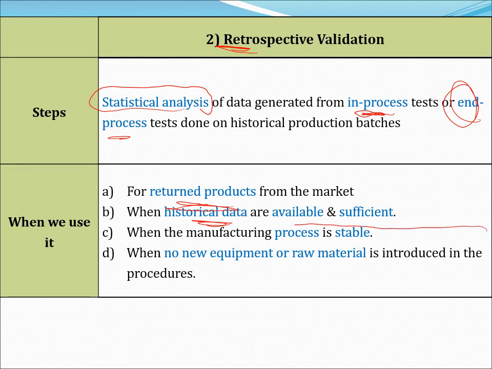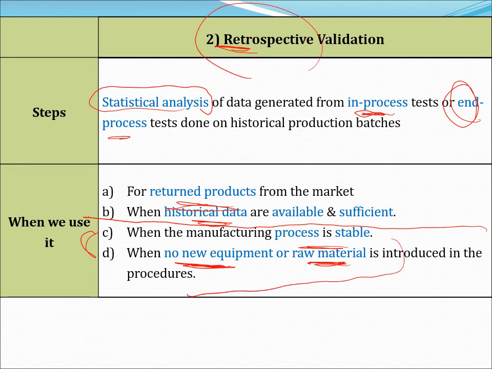Even if there is no problem in points C and D, the process is stable, there is no new equipment added, no change in the raw material, no change in anything, you have to make the validation frequently, every 1 month, every 2 months, just to maintain the good job. So even if there is no problem, you have to make retrospective validation every certain time.